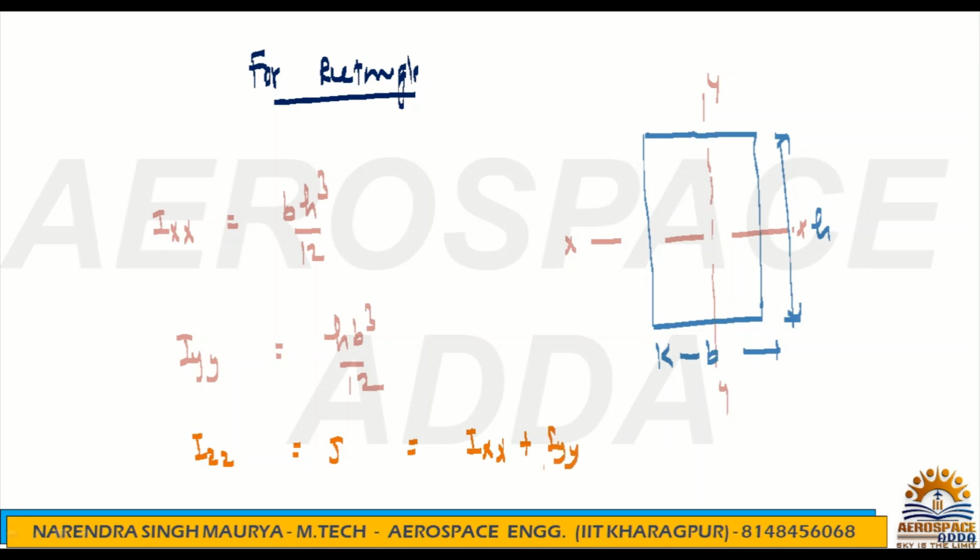Last class I had told you. So Ixx is nothing but what? 1 by 12 in bracket bh cube, plus hb cube by 12. This is what? Izz, which is also called polar moment of inertia. So this is for the rectangular section.